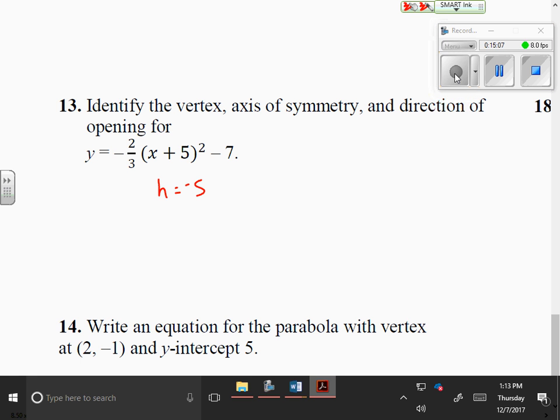And k, what's k? Negative 7. So our vertex is negative 5, negative 7. Our axis of symmetry, what's our axis of symmetry going to be?